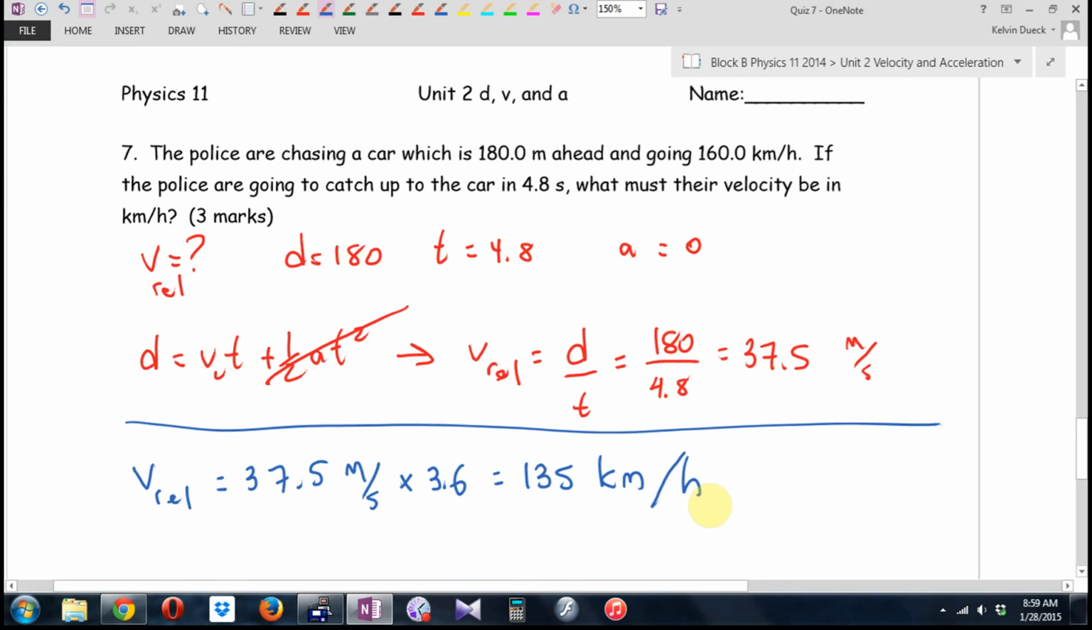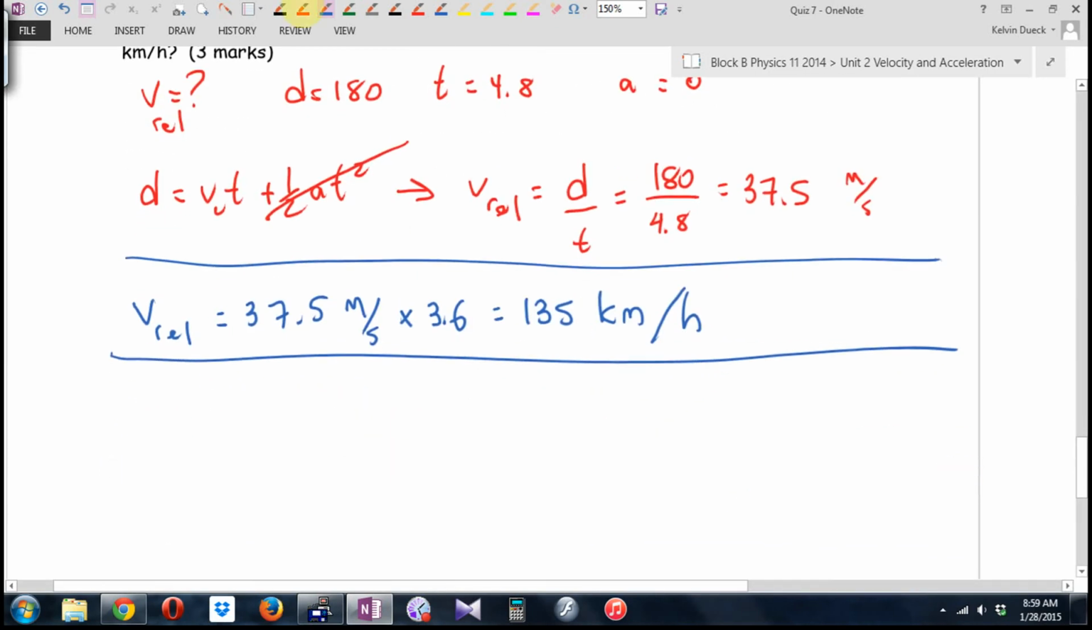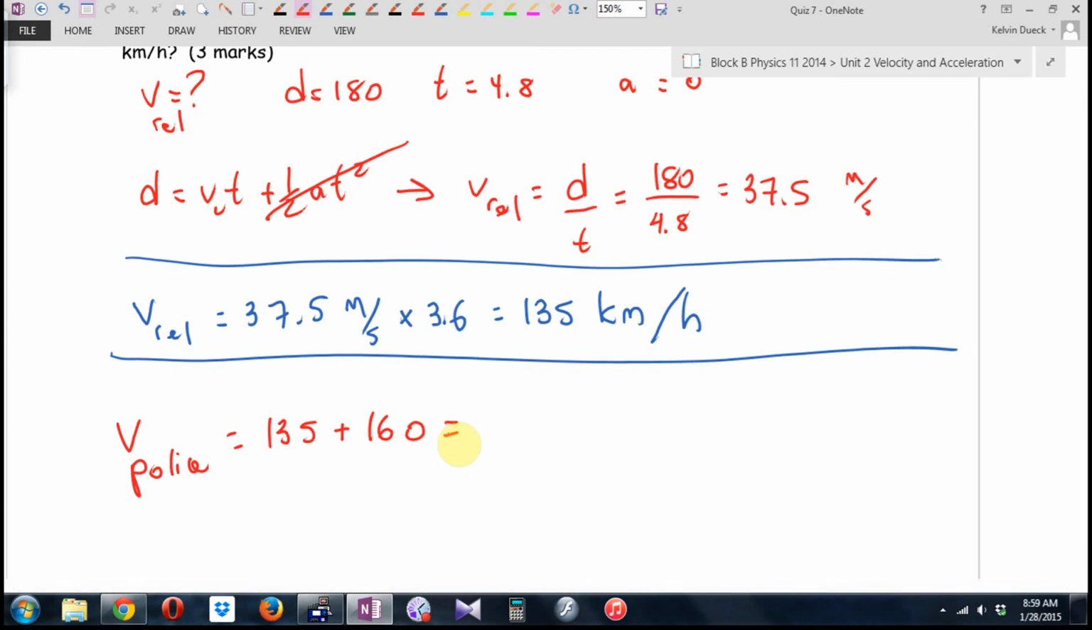Now, that's if the bad guys are standing still. Are the bad guys standing still? How fast are they traveling? Okay, so the police is going to be 135. That's what would give you a relative velocity of 37.5 meters per second, or 135 kilometers per hour.